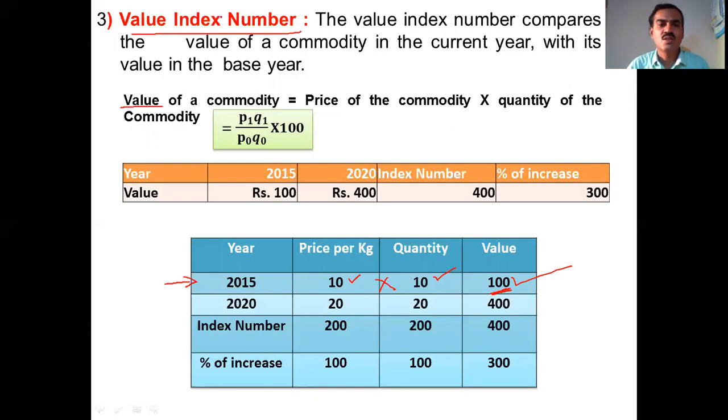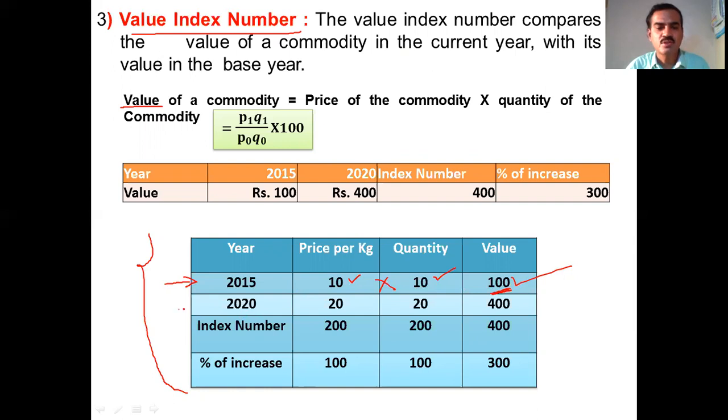Now, the value index number measures the change in the value of the commodity in the current year compared with its value in the base year. So this is how the value index number is to be calculated. Let us see this particular table. Here in the year 2015, the price of the commodity is 10 per kg and the quantity produced is 10 kg, that is 10 rupees into 10 kg equals 100. The value is 100.